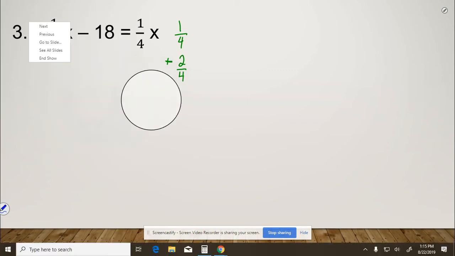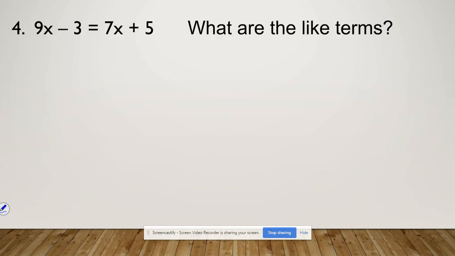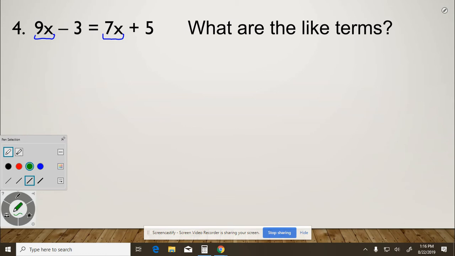All right, let's take a look at the next example. Number 4. All right, so now we got two terms on both sides. Still something you can do, just a little bit extra steps there. So if we take a look at the like terms, what are they? So we have 9x and 7x. Those would be like terms. And negative 3 and positive 5. Those are the like terms.